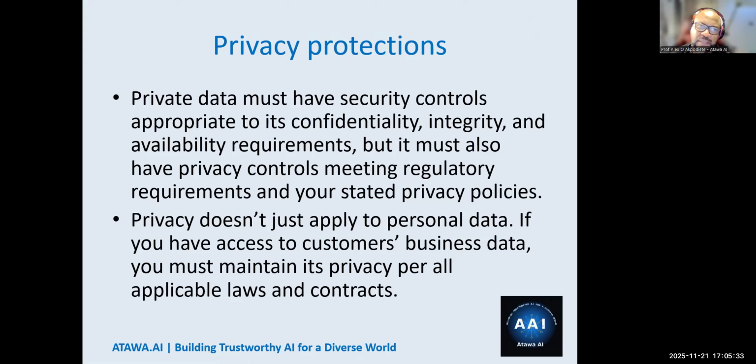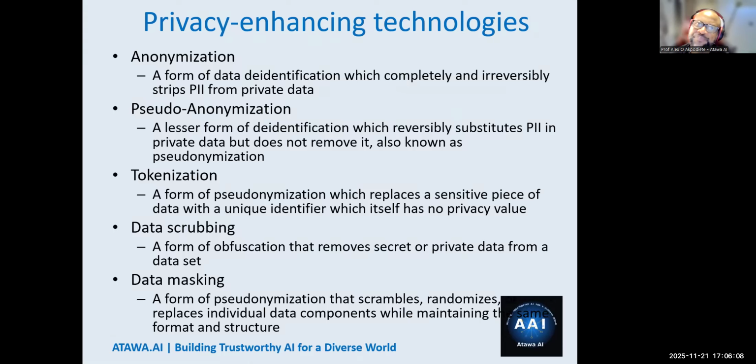All right, let's talk about privacy protections. There's a question about whether you can have security and privacy. We cannot have privacy without security. Private data must have security controls based on the CIA requirements. But not only am I thinking about the CIA, I also have to think about privacy controls for regulations, right? And of course, our stated privacy policies. So privacy doesn't just apply to my own personal data. If I have access to customer business data, I must maintain this privacy based on applicable laws and the contracts with the client.